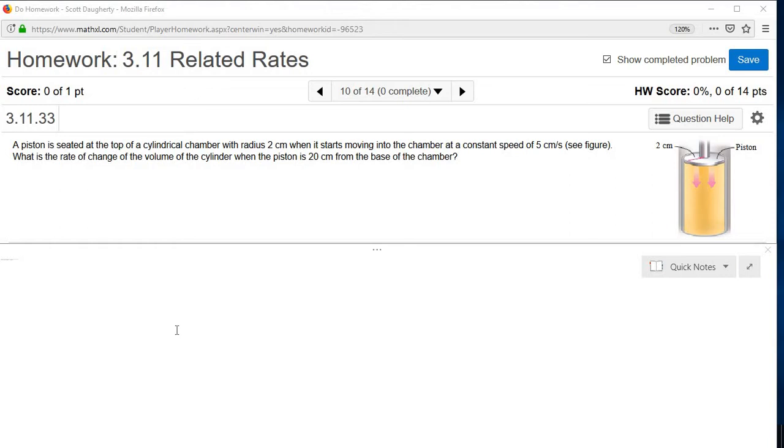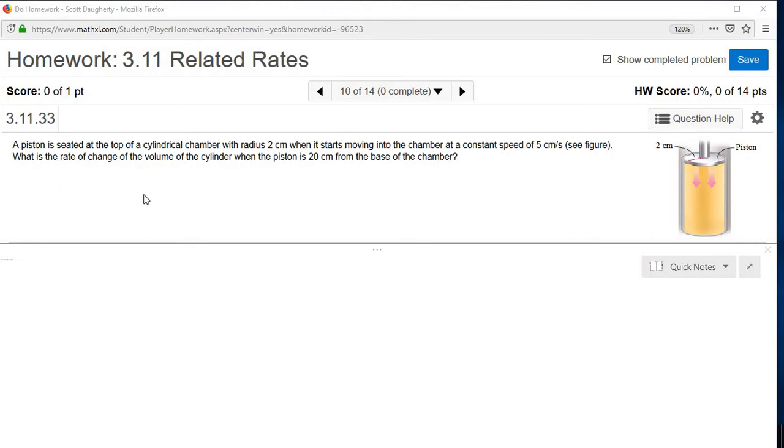So it says a piston is seated at the top of a cylindrical chamber with radius 2 centimeters when it starts moving into the chamber at a constant speed of 5 centimeters per second. What is the rate of change of the volume of the cylinder when the piston is 20 centimeters from the base of the chamber?